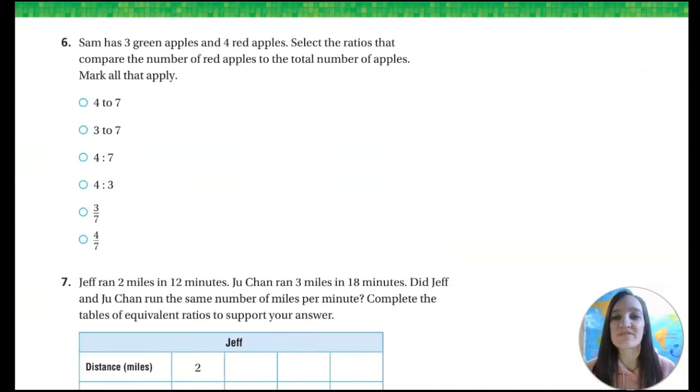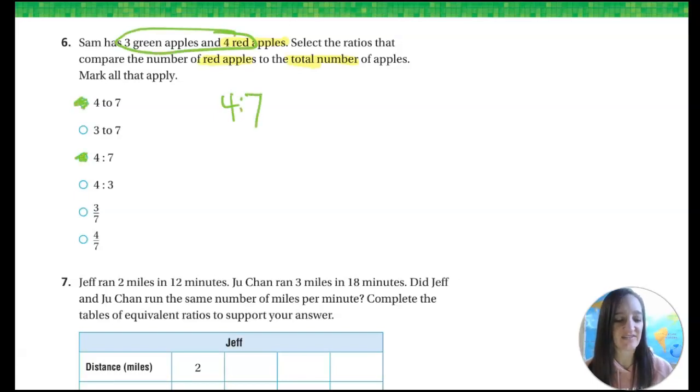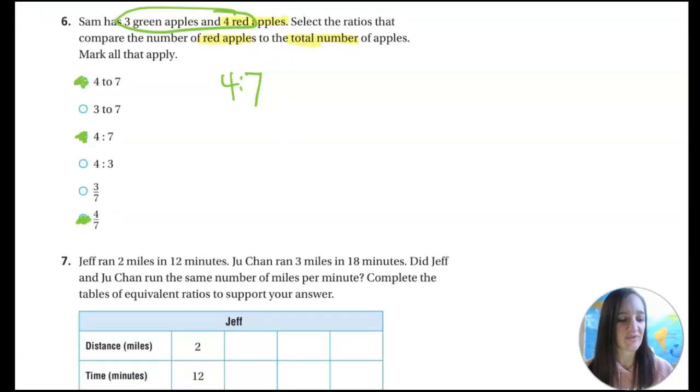Sam has 3 green apples and 4 red apples. Select the ratio that compares the number of red apples to the total number of apples. There's lots of options here, right? So we're going to make sure we read carefully what it's asking for. So there are 4 red apples, and the total would be 3 plus 4, which is 7. Sorry, 4 to 7. And when it says mark all that apply, make sure you go through all of them so that you're not missing one out.